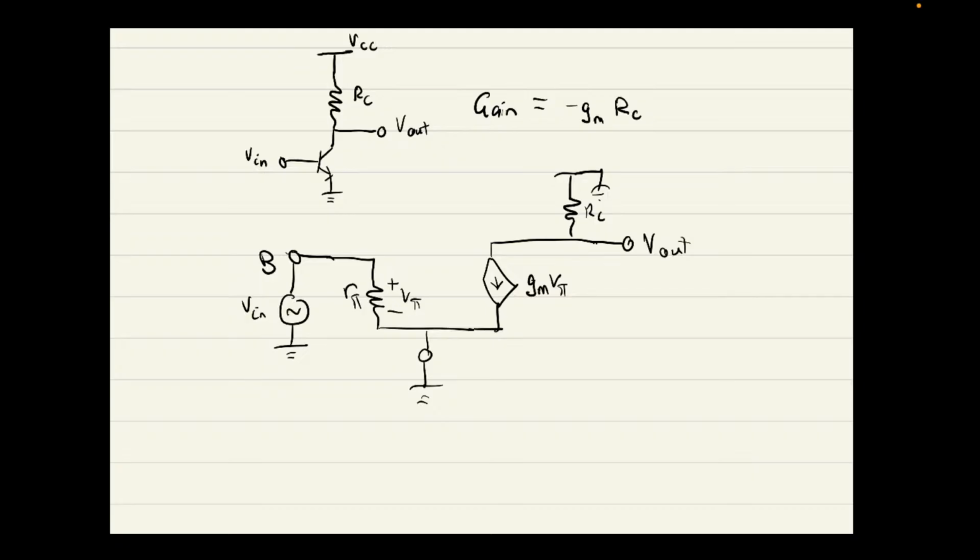Pretty sure you can just read this right off. V pi is V in, and then V out is just minus gm RC V in. Then we get the gain minus gm RC. Okay, so it's pretty nice.